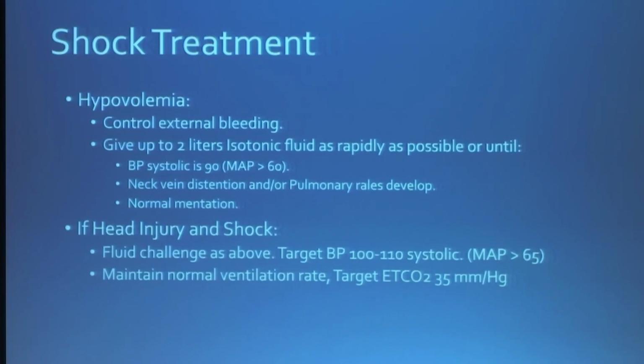Now, what's a fluid challenge? You say 2 liters isotonic fluid. A fluid challenge for a child is 20 mils per kilo. A fluid challenge for an adult is 20 mils per kilo. So this is basically built on a 100 kilo person, 2 liters. So that would be up to that amount. And for older people, you give less, more frequently. It's easier to give them less and make sure they don't have rales than to give them more and then have to worry about how to treat the rales now.